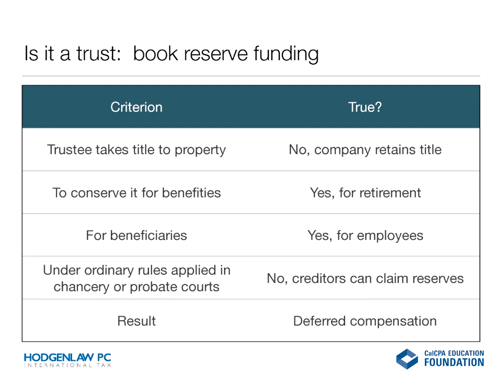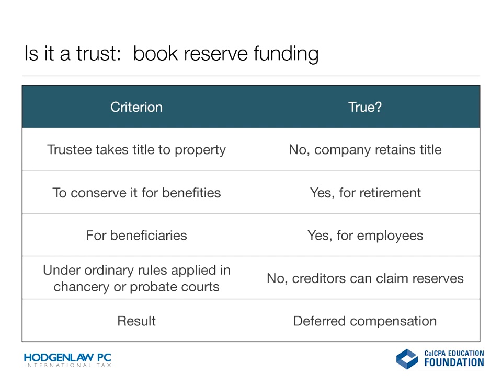Let's look at the book reserve funding method and see if it's a trust. On the left column, I've laid out the criteria needed to check whether this thing is a trust, and in the right column, whether it is true or not. So the first is, in a trust, there has to be a trustee who takes title to property. We don't have that here, because the company retains title to the balance sheet. And is it to conserve or protect it? The answer is yes, for the employee's retirement. Is it for beneficiaries? Well, yes, it's for the employees.